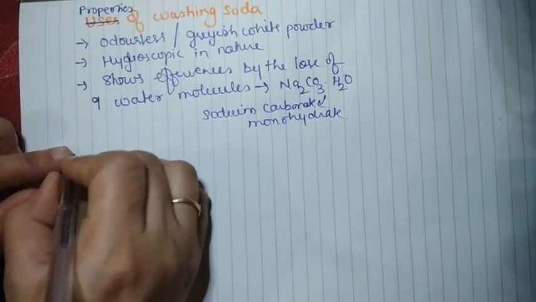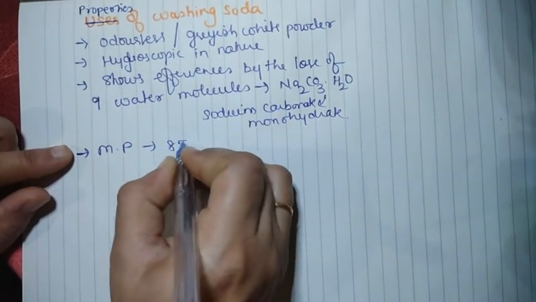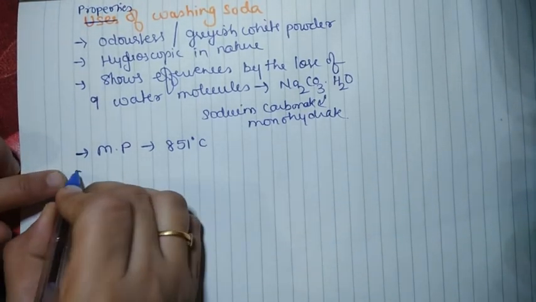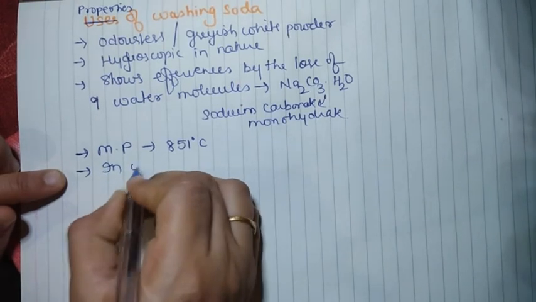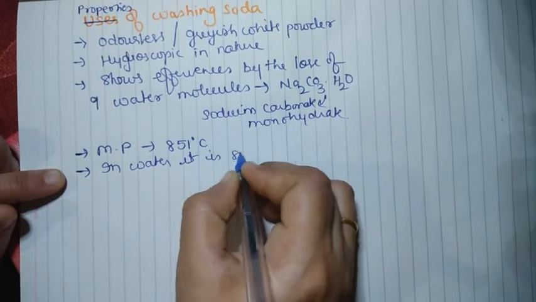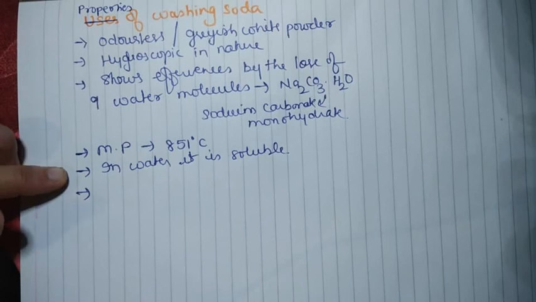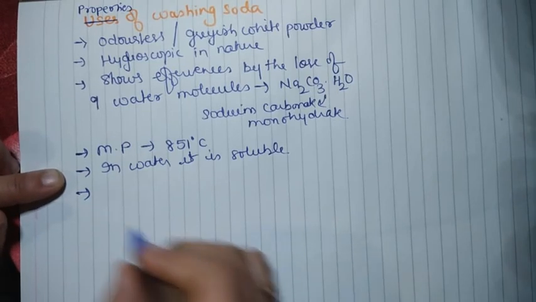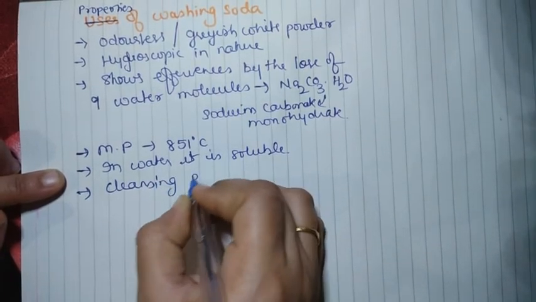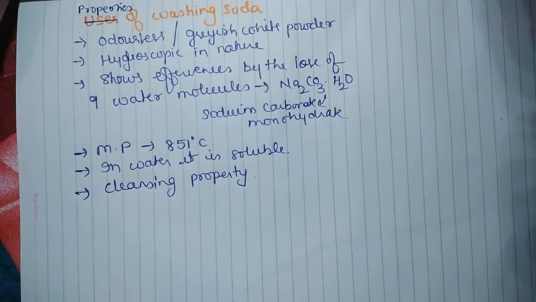Next is melting point. If we talk about melting point, it is also very high, 851 degrees Celsius. In water, it is also soluble. And the last property, that is the major one, is that it shows the cleansing property, and that is why it is widely known as washing soda, because it is used for washing purposes.